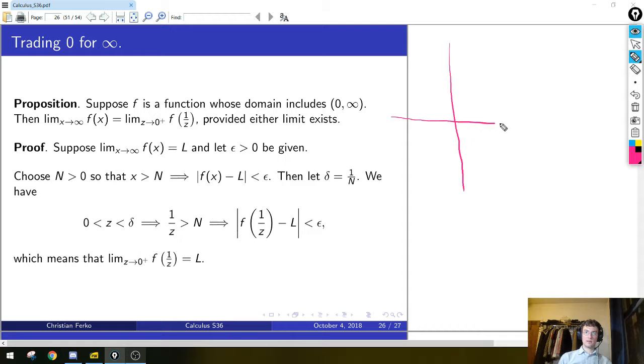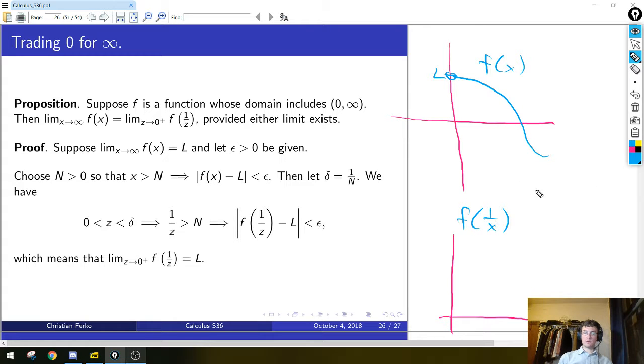if a function approaches some number, say L. My pen's not working. Here we go. Function approaches some number L at 0. This is f of x. Then if I plug in 1 over x to define a new function, I define a new function f by plugging in 1 over x. Well, when x gets close to 0, 1 over x is getting close to infinity.